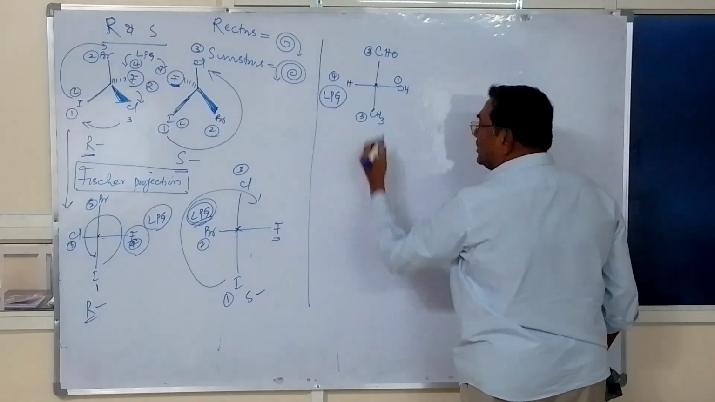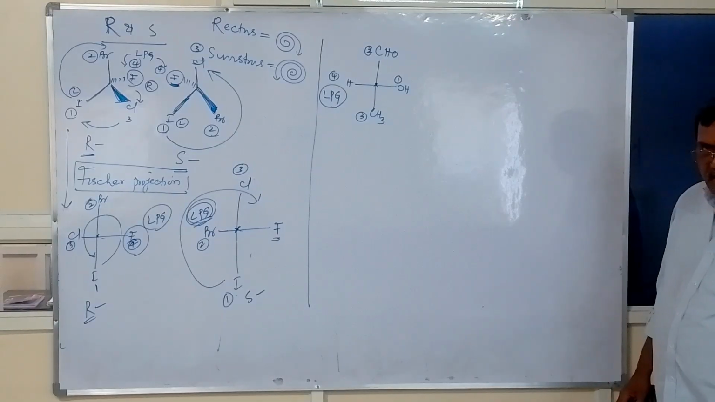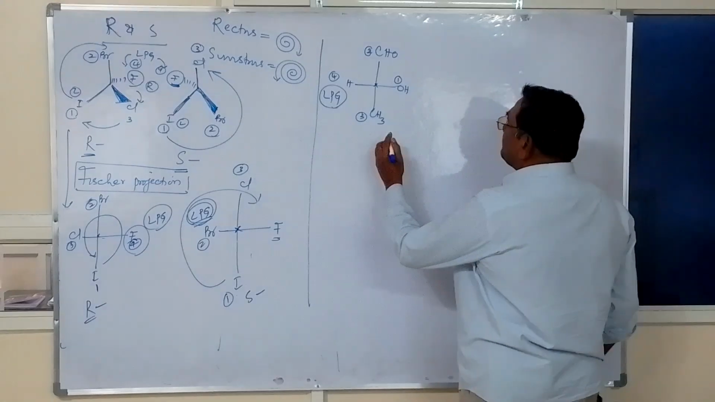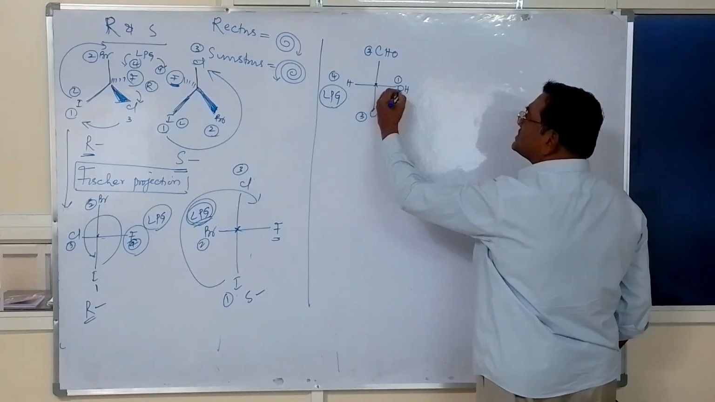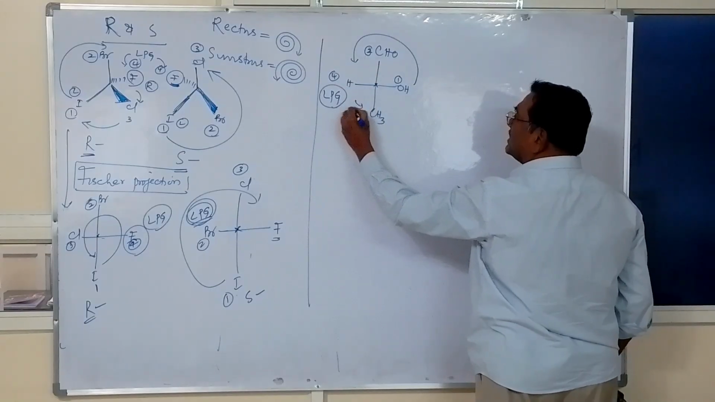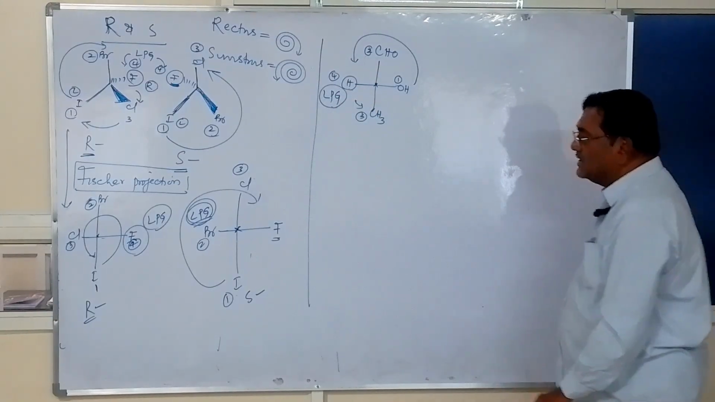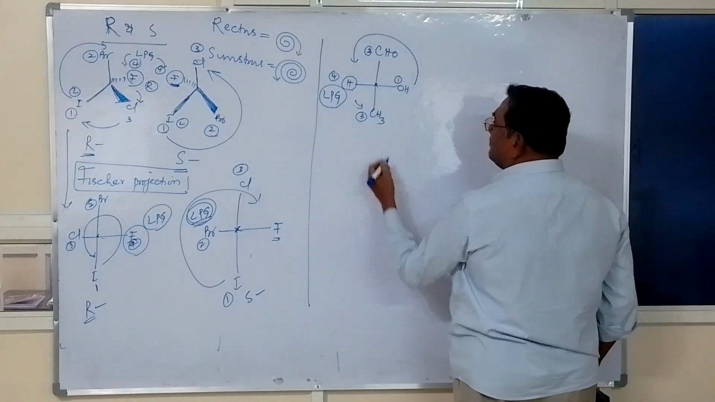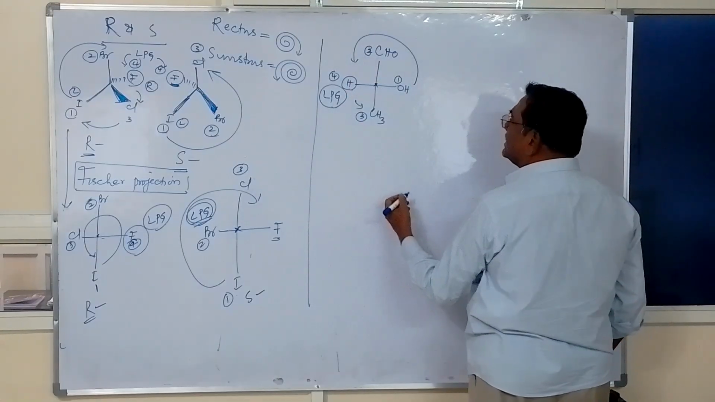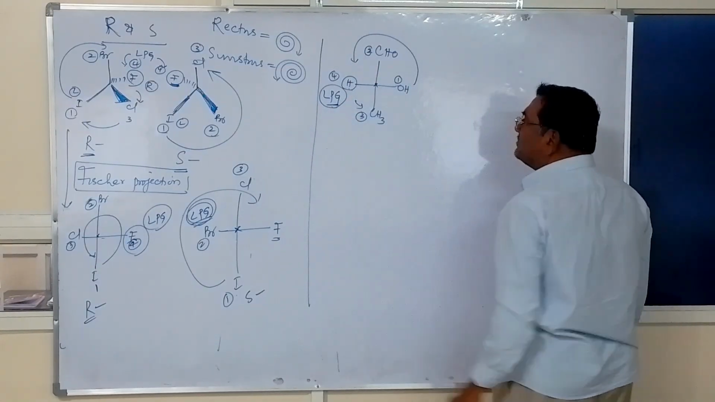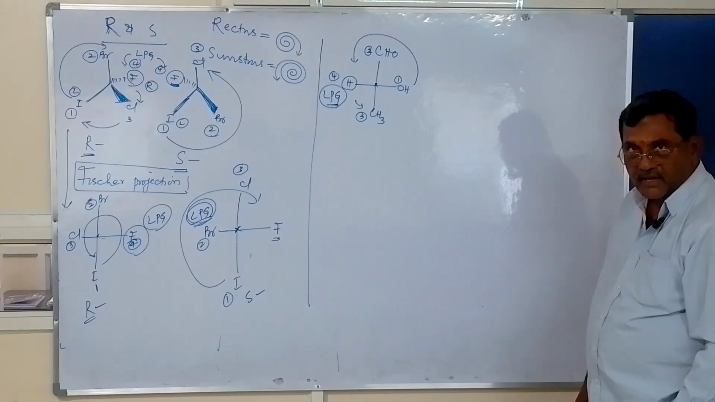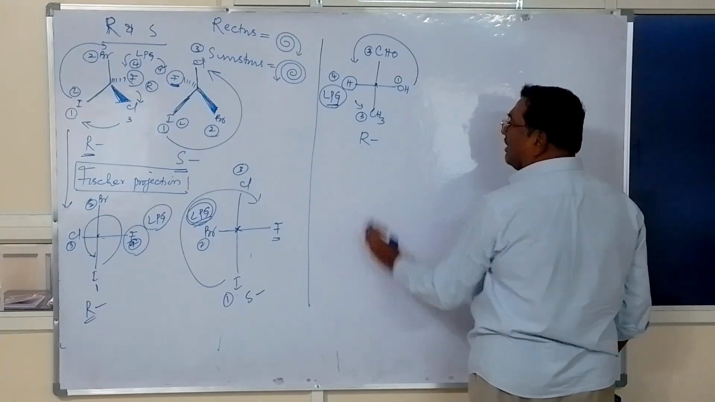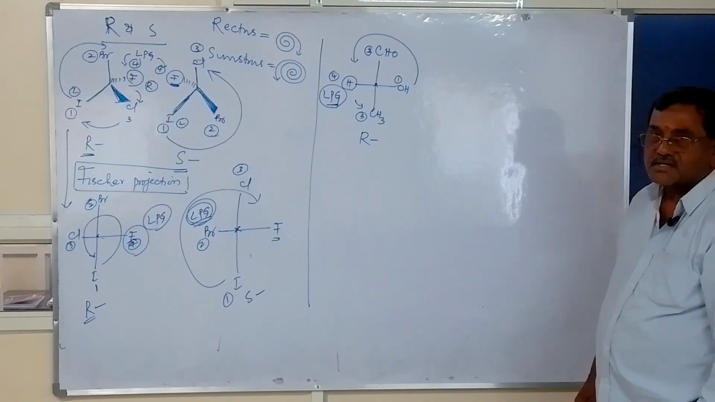The lowest priority group is on, what do you say here, on the horizontal line. The lowest priority group is going to be on the horizontal line. So according to the CIP rules, we are going in this anti-clockwise direction, ignoring H. Why ignoring H? Because it is the lowest priority group. When it goes anti-clockwise, the lowest priority group is on this side, children. So that's why what you will write, its configuration is going to be R. Its configuration is going to be R, children.